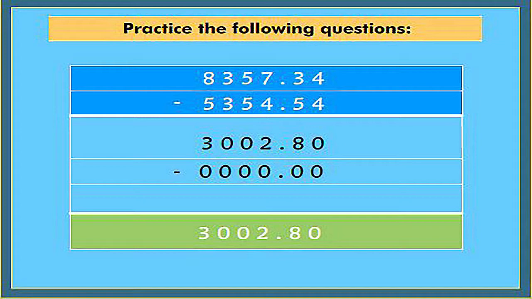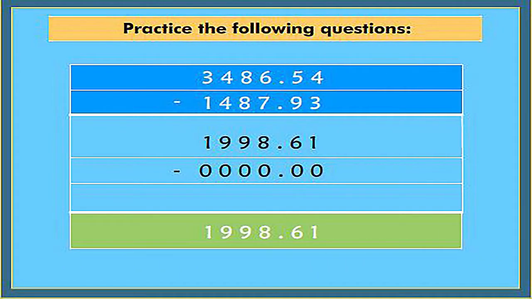The last 3 must be reduced to 2 because the next digit is negative. 3 minus 5 is changed into 8 minus 10, and the last digits are 4 minus 4 equals 0. The answer is 3002.80.